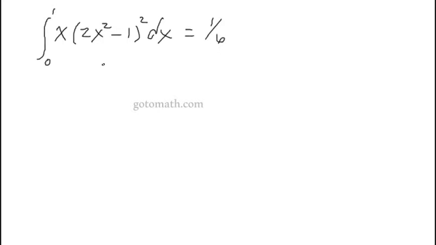Writing the integral out, we're going from 0 to 1 of x times (2x squared minus 1) quantity squared, dx. And of course we're trying to show that this is equal to 1/6. And that's not going to be too difficult to do.